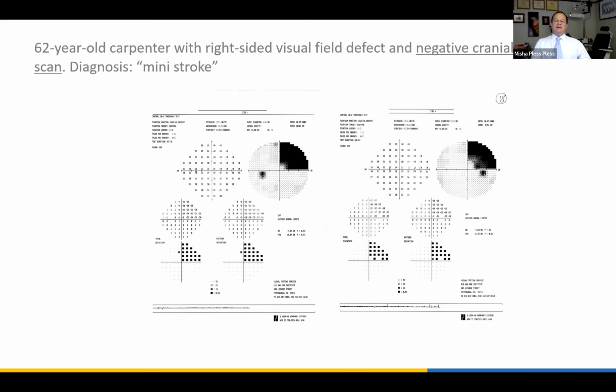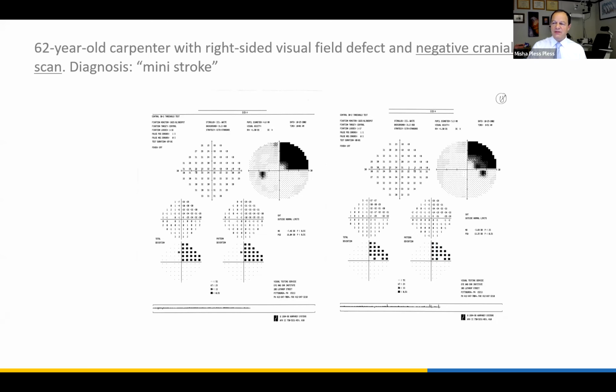The next vignette has to do with this older carpenter that presented with a sudden onset visual field defect. Had a CT scan that was read as negative and received a diagnosis of mini stroke, and for the visual field defects was sent to a neuro-ophthalmologist. And here is the visual field test. This visual field shows a right-sided, so it's how the patient is seeing it, right-sided homonymous superior quadrantanopia. It's a beautiful quadrantanopia that's displayed here.